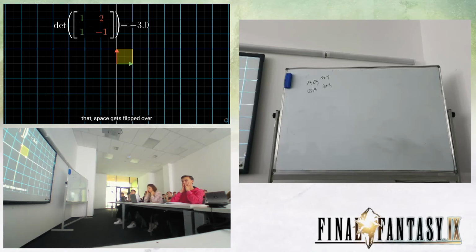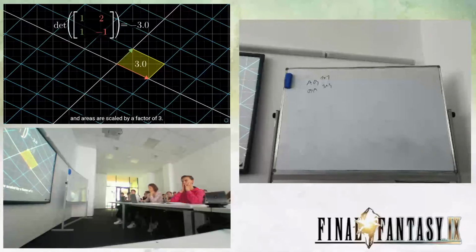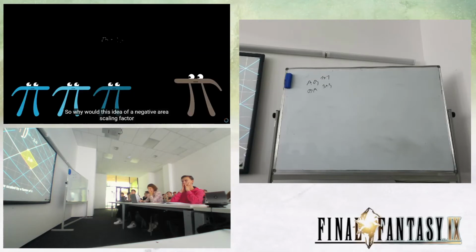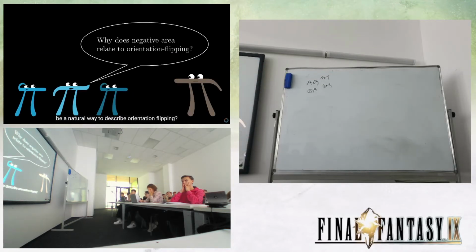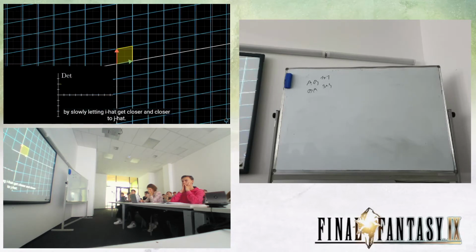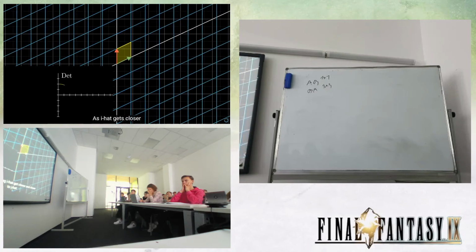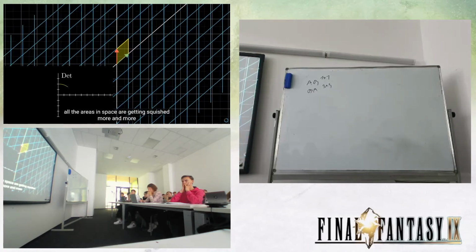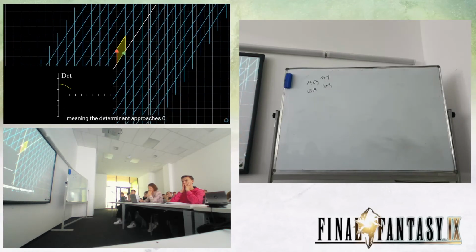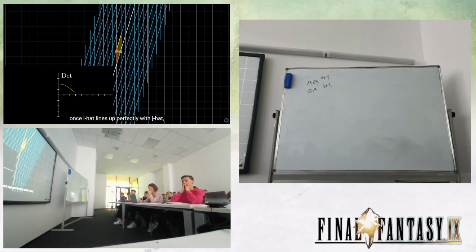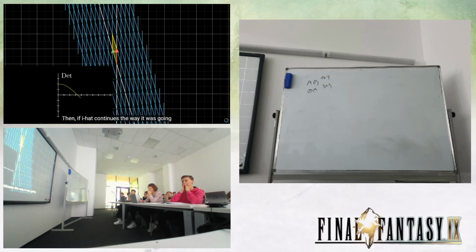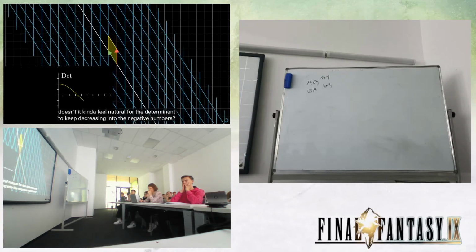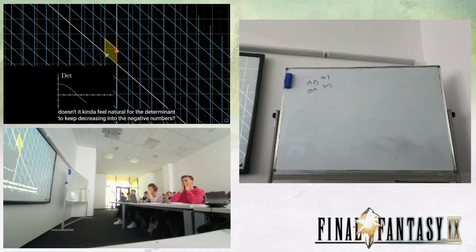And what this means is that space gets flipped over and areas are scaled by a factor of 3. So why would this idea of a negative area scaling factor be a natural way to describe orientation flipping? Think about the series of transformations you get by slowly letting i hat get closer and closer to j hat. As i hat gets closer, all of the areas in space are getting squished more and more, meaning the determinant approaches 0. Once i hat lines up perfectly with j hat, the determinant is 0. Then, if i hat continues the way that it was going, doesn't it kind of feel natural for the determinant to keep decreasing into the negative numbers?